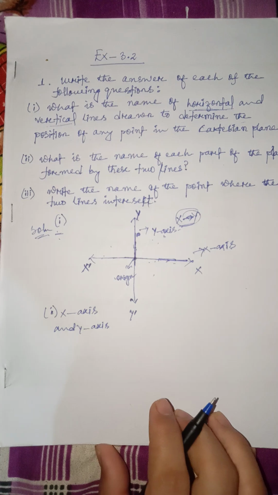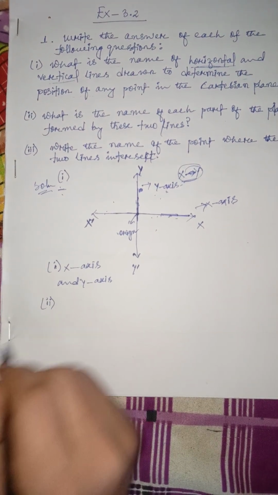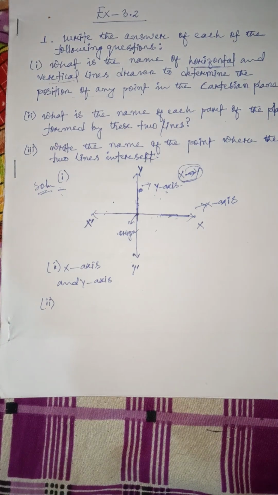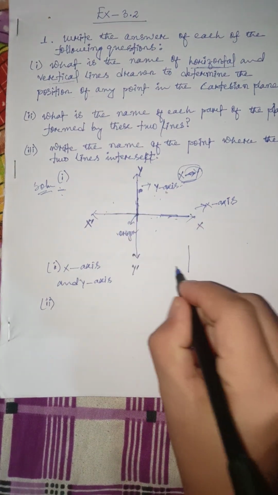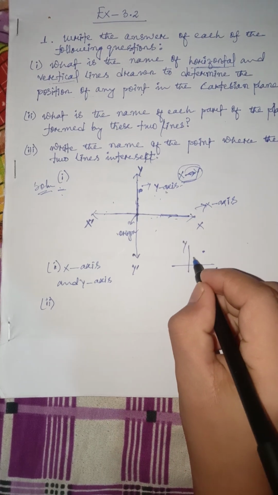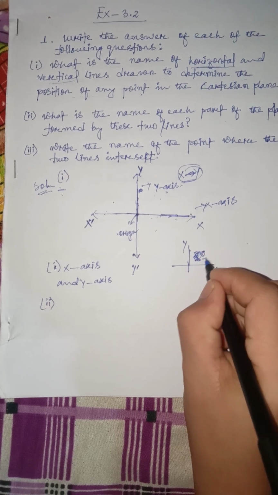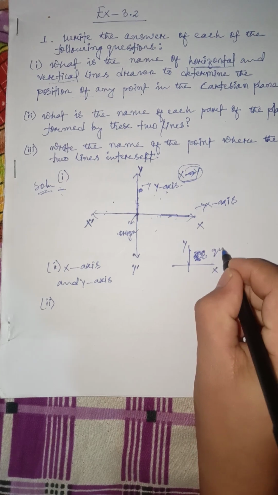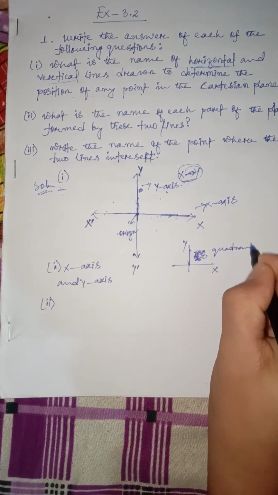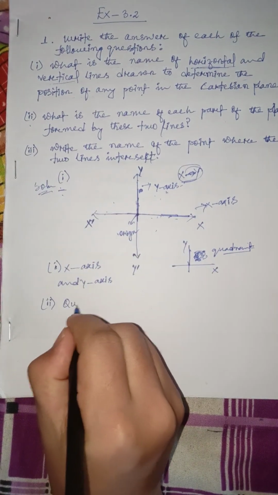If it is clear to all of you, then I will move to the next question, which is Roman number 2: what is the name of each part of the plane formed by these two lines? By using these two lines, the y-axis and the x-axis, we form some space, or some plane, which we name a quadrant. So the answer to the second question is quadrant, right?